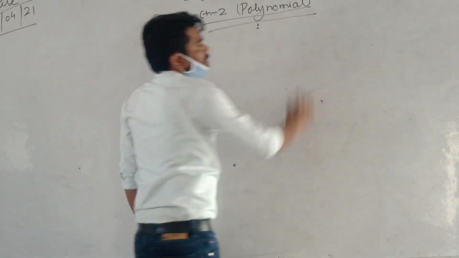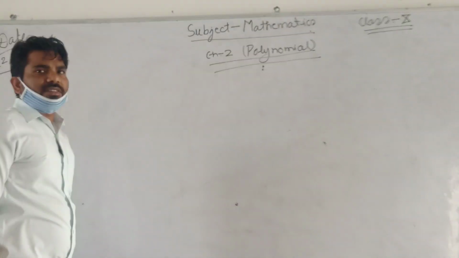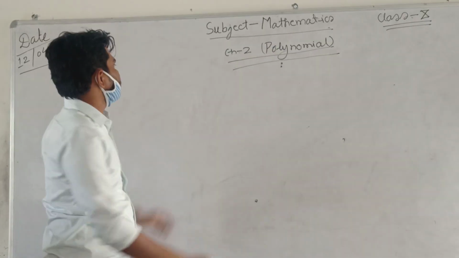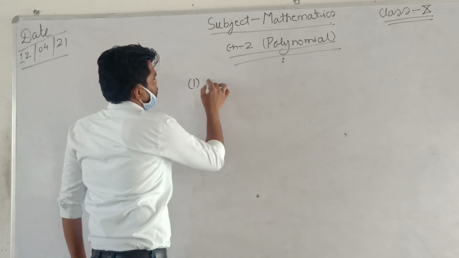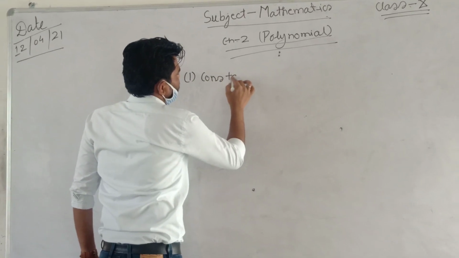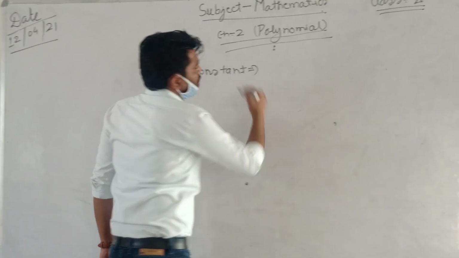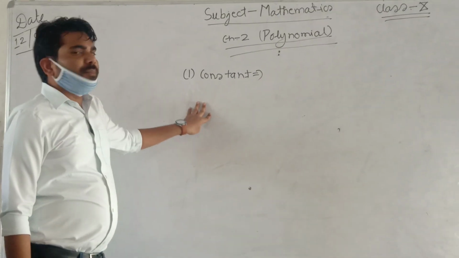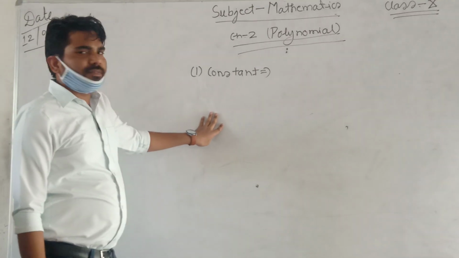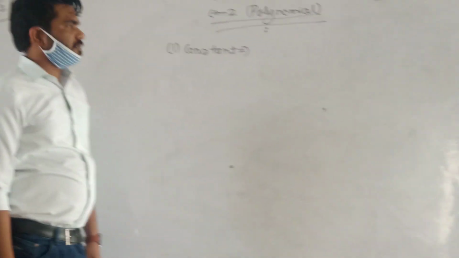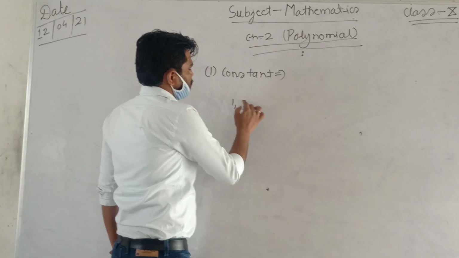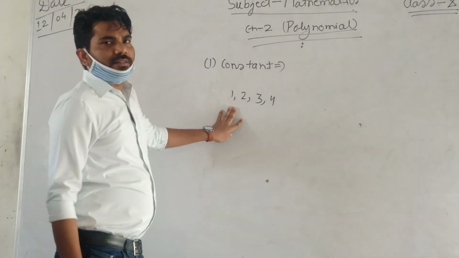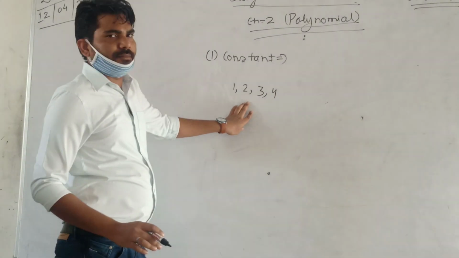Before starting the chapter on polynomials, we will discuss some terms which are used in polynomials. The first term is constant. What is constant? A constant is a symbol which has a fixed value. Like 1, 2, 3, 4. The value of 1 never changes. 1 will be 1, 2 the same.